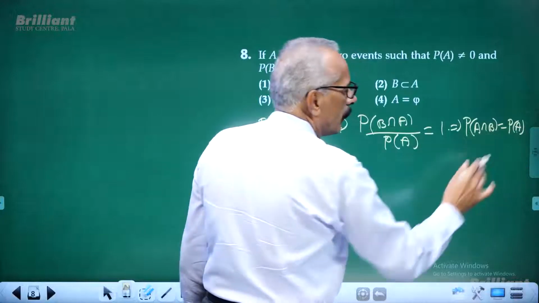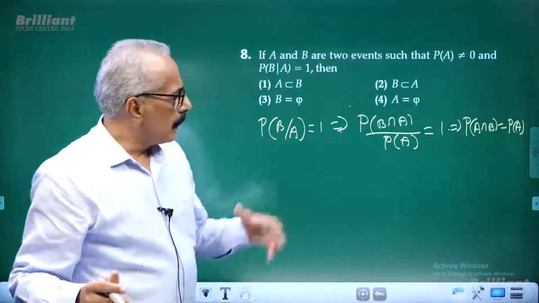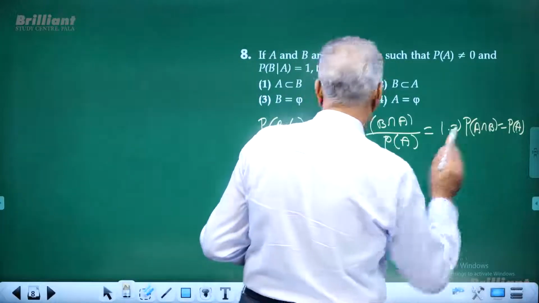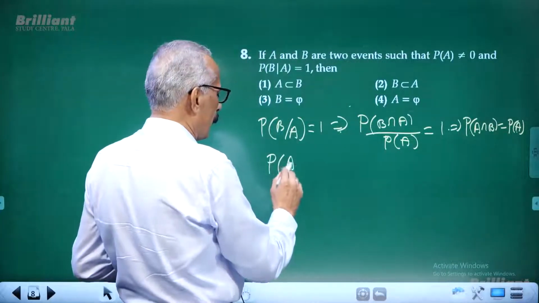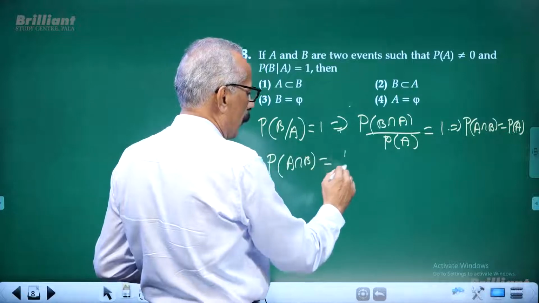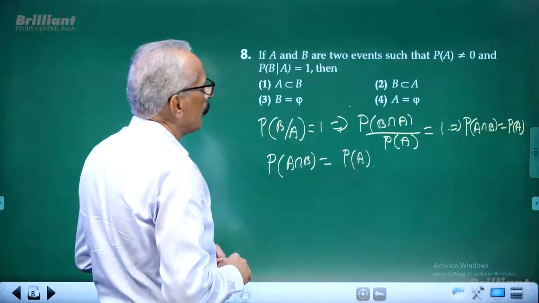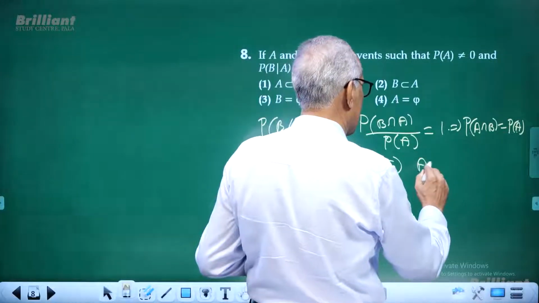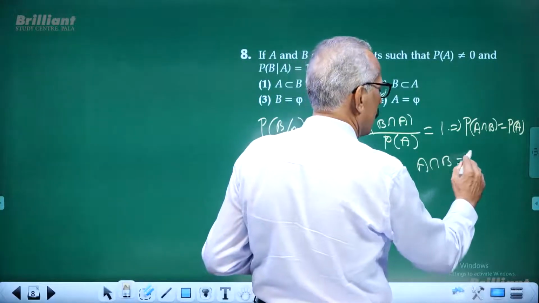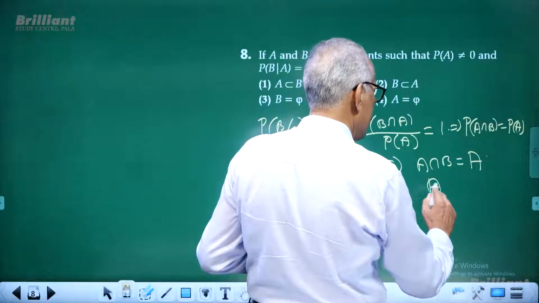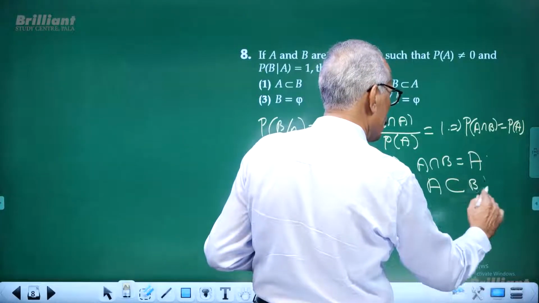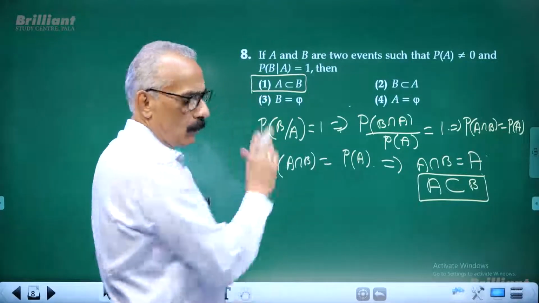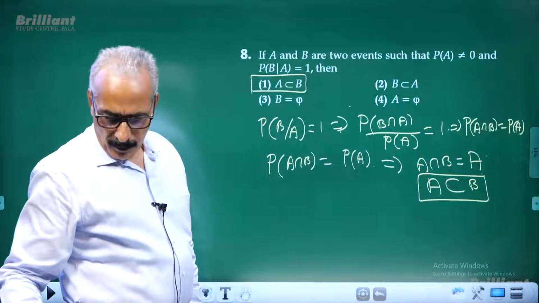What's the meaning of it? A intersection B is A, so A is a subset of B, or B is a superset of A. That means probability of A intersection B is equal to probability of A. Clear? Now that means A intersection B is equal to A, which means A is a subset of B. That's all. 1 is your answer.